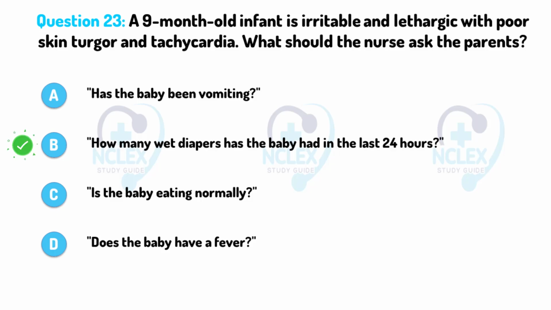Correct answer, B. How many wet diapers has the baby had in the last 24 hours? Explanation. The number of wet diapers helps assess hydration status. A decrease in wet diapers indicates dehydration, which is a priority concern.